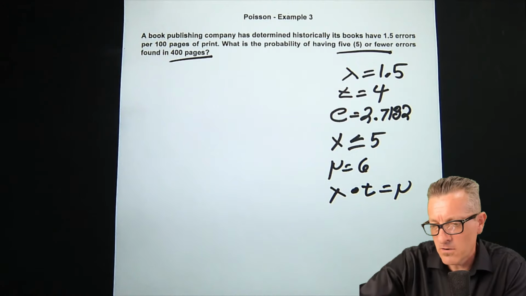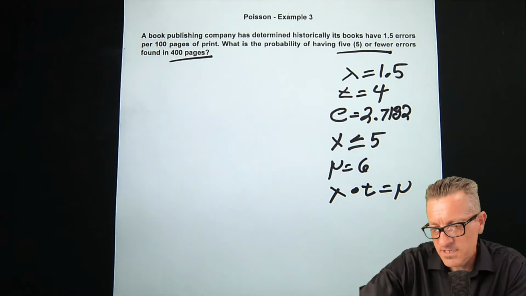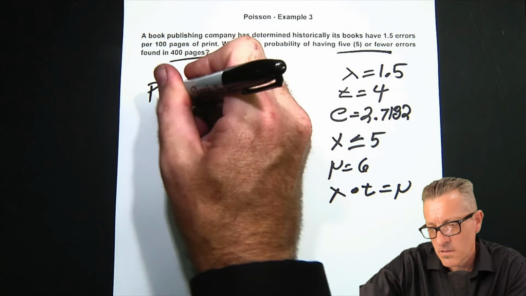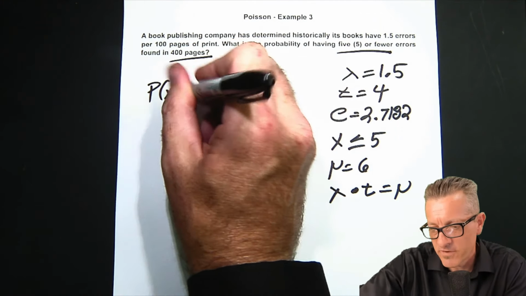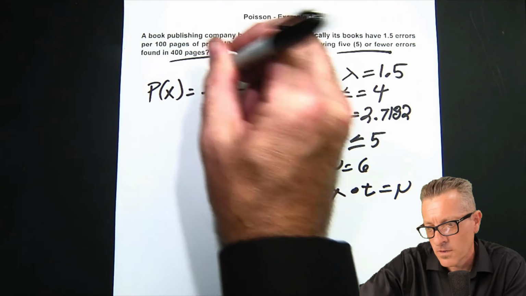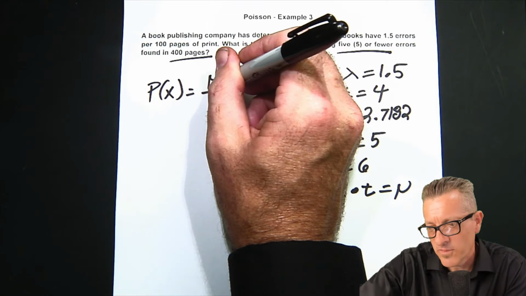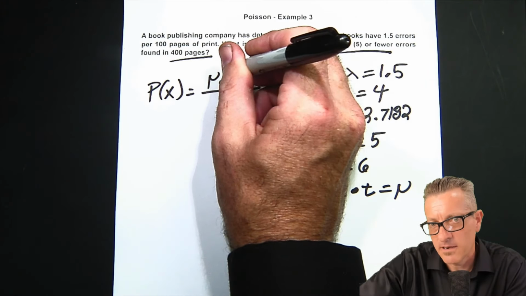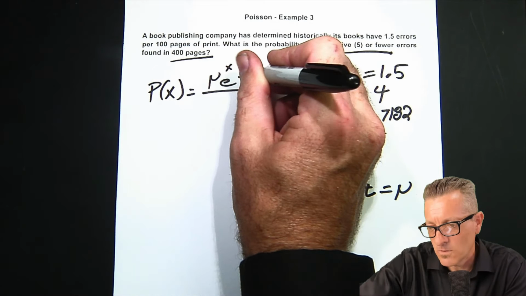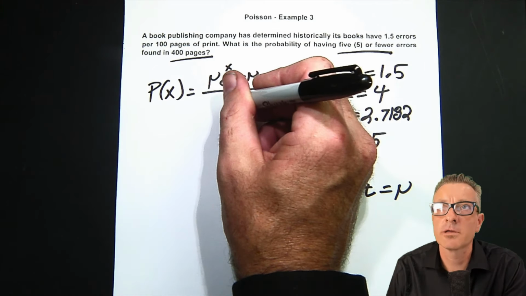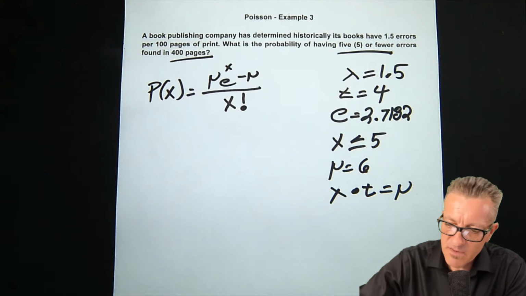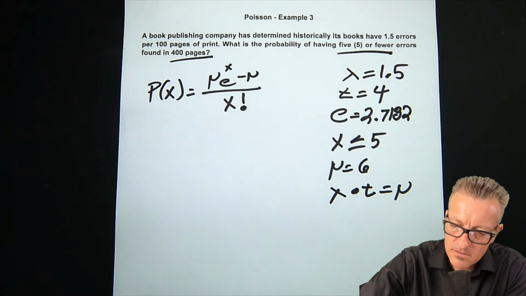Okay, so I'm going to draw out for this example the basic setup, just as a refresher. We end up with mu to the x, e to the negative exponent of mu, and then x factorial. Okay, so that's the basic setup.